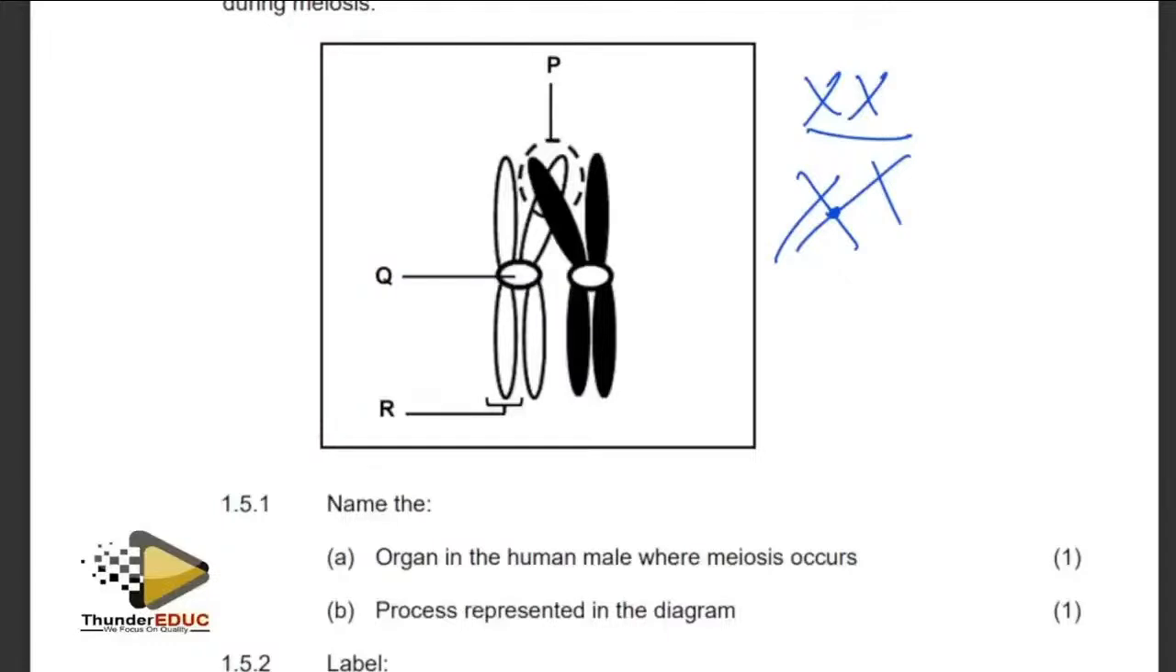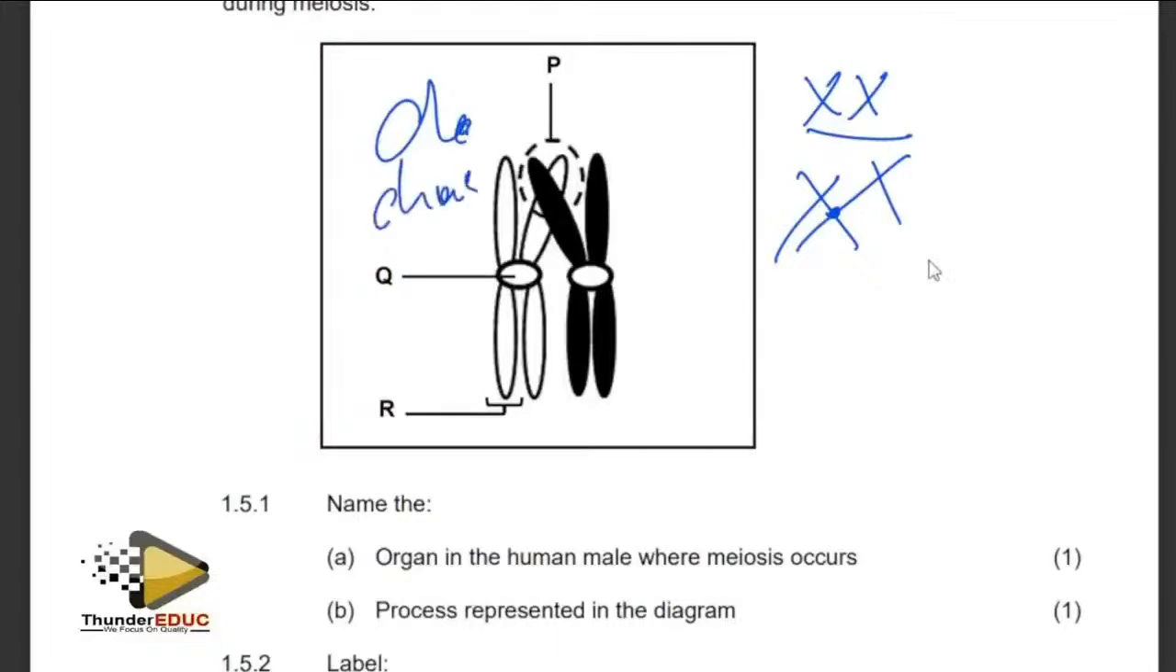All right. Now, what is this P? Some people call this the centromere. That is not a centromere. A centromere is Q. Please don't confuse centromere and chiasma.